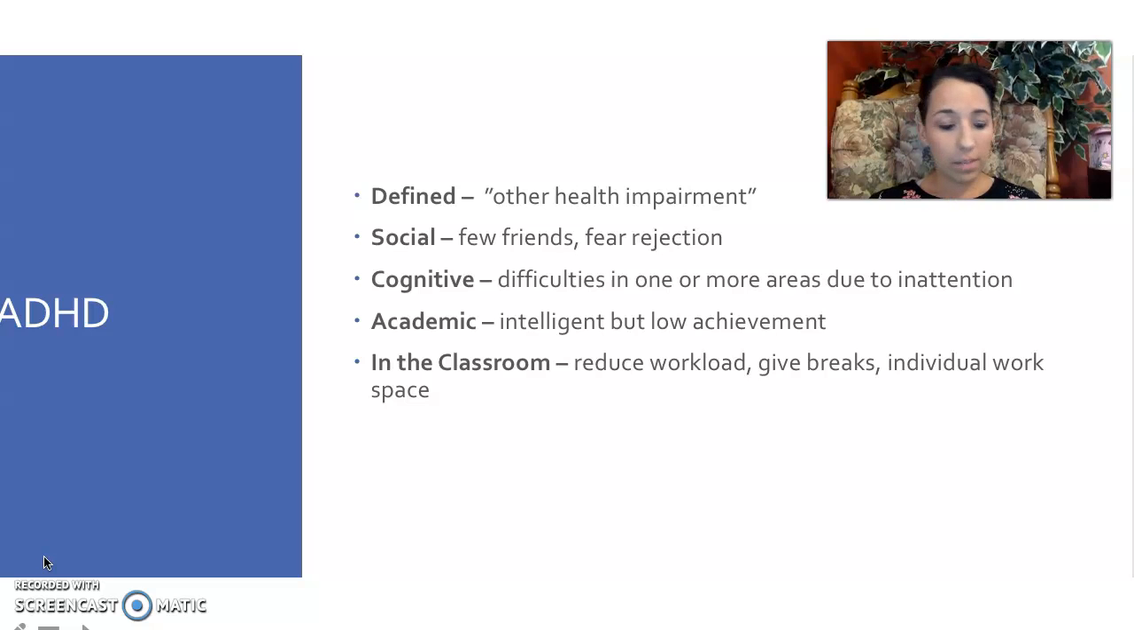Academically, they will typically be intelligent but have lower achievement and lower grade point averages. Approximately half of the students with ADHD have a learning disability also, so that can affect their academics. In the classroom, we need to reduce work to help them learn just the main objective, and get rid of the other things that are supplemental. We want them to focus on one thing. They'll have a short attention span. We want to give them brain breaks, allow them to move around the classroom, give them a special workspace, or if they work well with someone, partner them up with that person.